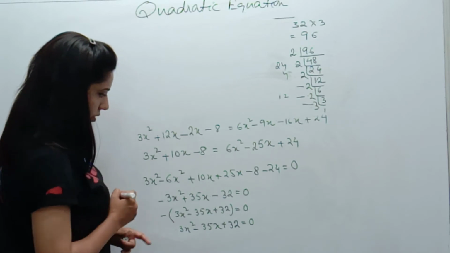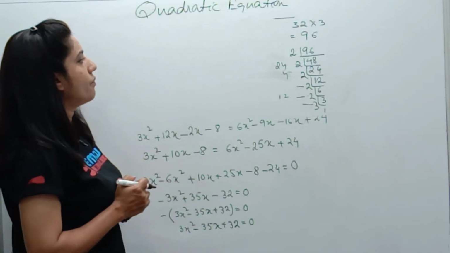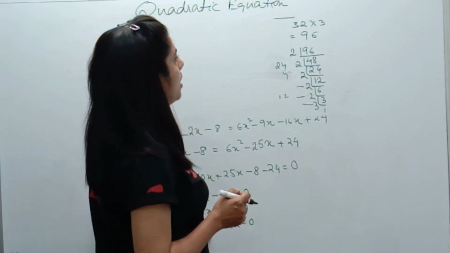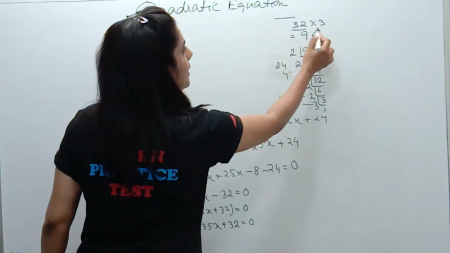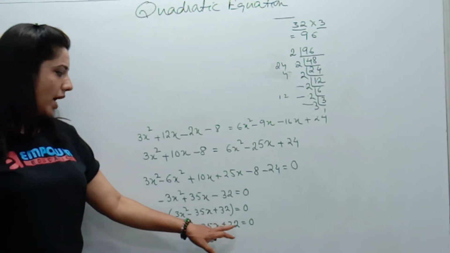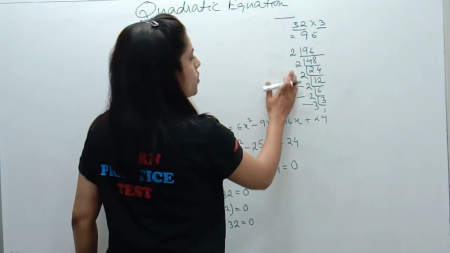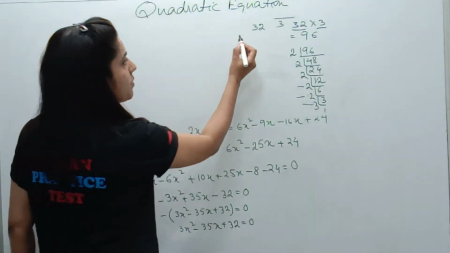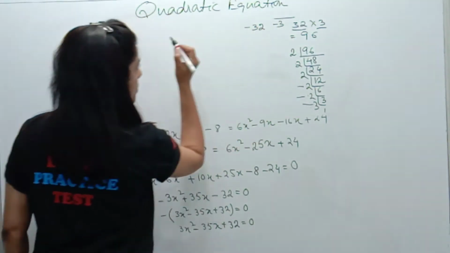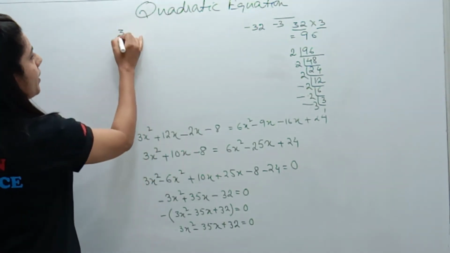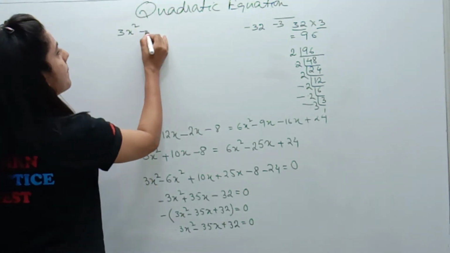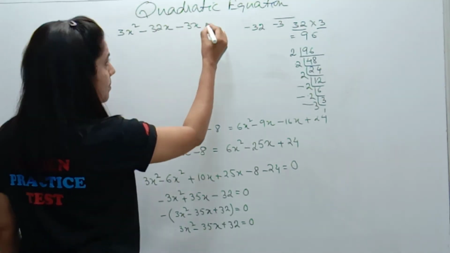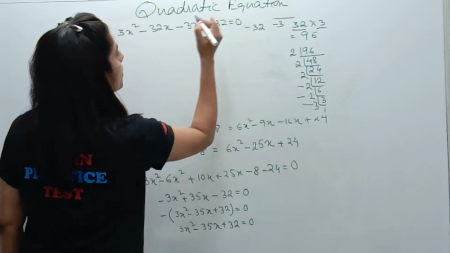32 into 3. 3 2s are 6, 3 3s are 9. 96 के factors which will give you 35. Okay, 32 and 3 is giving us 35. So we will take 32 and 3. I need to get minus 35, so it will be minus 32 and minus 3. So it should be written as 3x square minus 32x minus 3x and plus 32 equal to 0.